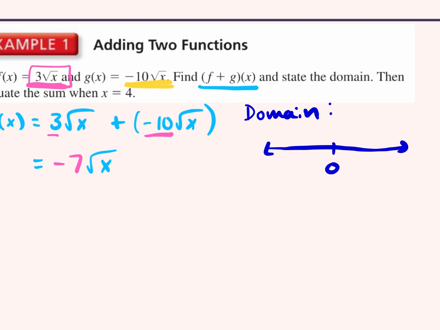Looking at my f of x, what can I not have here? What could I not plug into x? If it's a square root, what can we not have? Negatives. So my domain is going to be, we would just set x greater than or equal to 0. So x could be greater than or equal to 0. So all the numbers bigger than 0.